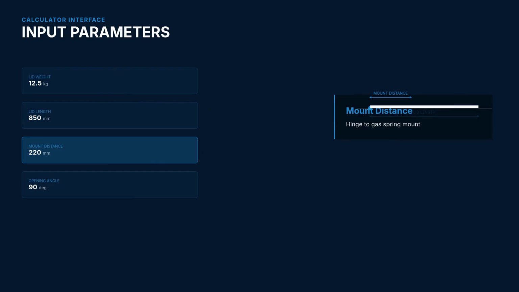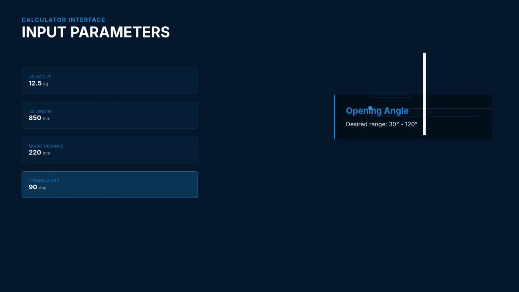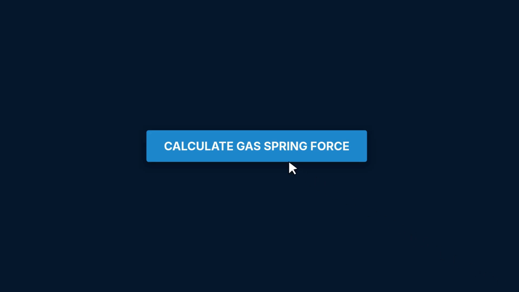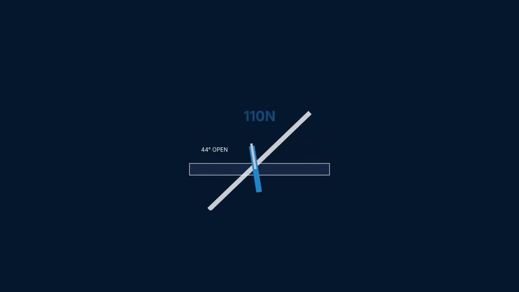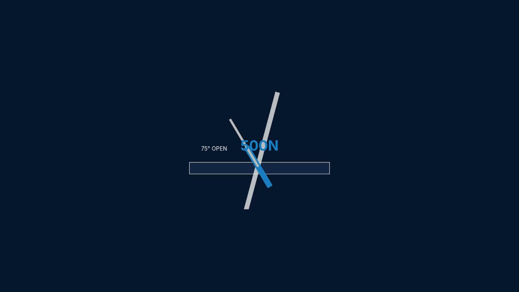Opening angle in degrees is your desired opening angle, which defaults to 90 degrees but can range from 30 to 120 degrees. After clicking Calculate Gas Spring Force, the calculator determines the minimum force rating needed for each gas spring to safely support your lid at the specified angle. This accounts for the mechanical advantage created by your mounting position and ensures smooth, controlled operation throughout the opening range.